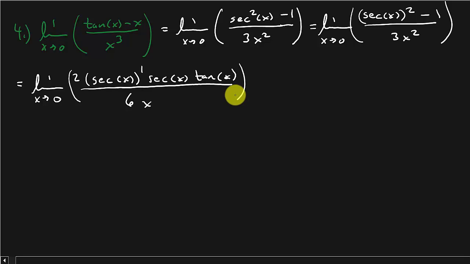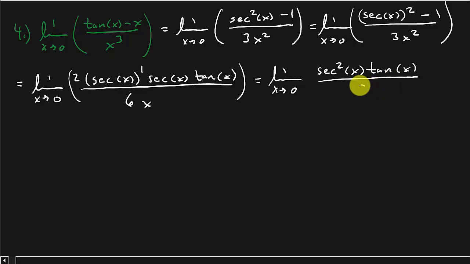All right. So now we've got the limit as x goes to 0 of secant squared x tangent x over 3x. So I just canceled the 2 and the 6, and I'm left with the 1 up here and the 3 in the denominator. All right, so now let's plug the 0 in. I get 0 over 0 again. Because remember, secant squared 0 is 1. Tangent of 0 is 0. So the numerator is 0 and the denominator is 0.